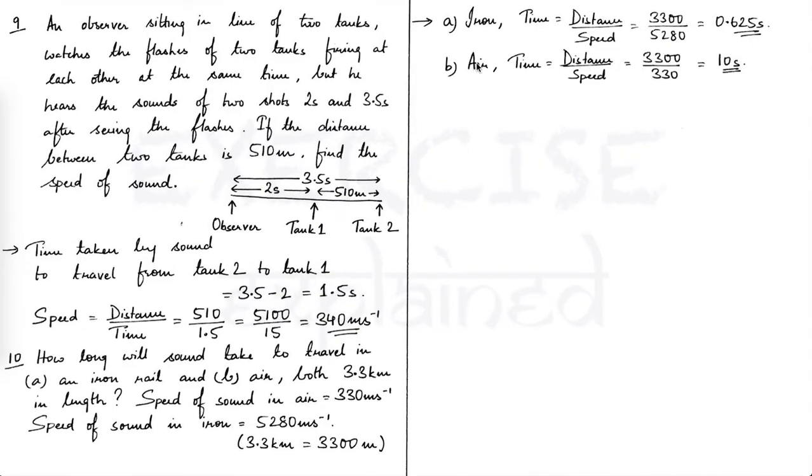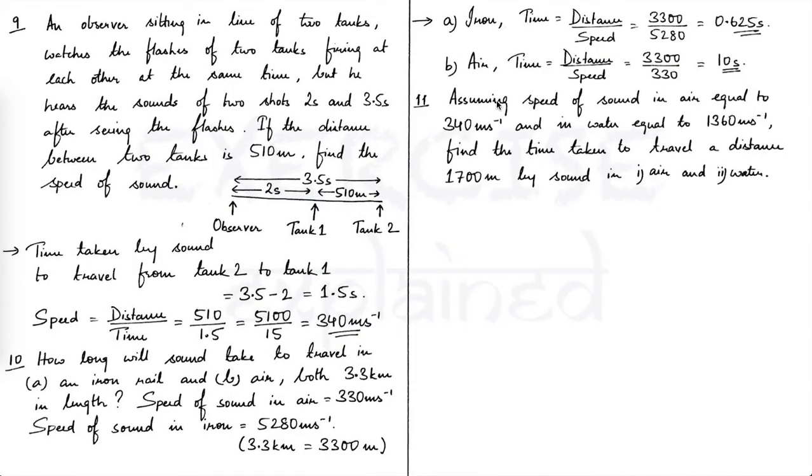Similarly, we'll be finding for air. So again, time is equal to distance by speed. That happens to be 3300 divided by 330. 0 cancels. So we get 10 seconds. So it takes 10 seconds for the sound to travel through air for a distance of 3300 meters or 3.3 kilometers.